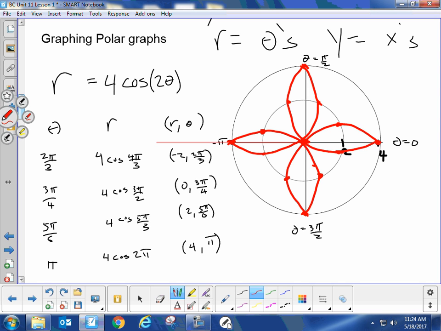Well, what if I kept going? What if I went to 13 pi over 6? Where would I be? Out here? No, I would just end up going back over. And if I go to the next pi over 4, we'd go back here. And then the next pi over 3 would be here, then pi over 2. And all of a sudden, as we continue to graph thetas, we would continue to trace over in this manner.